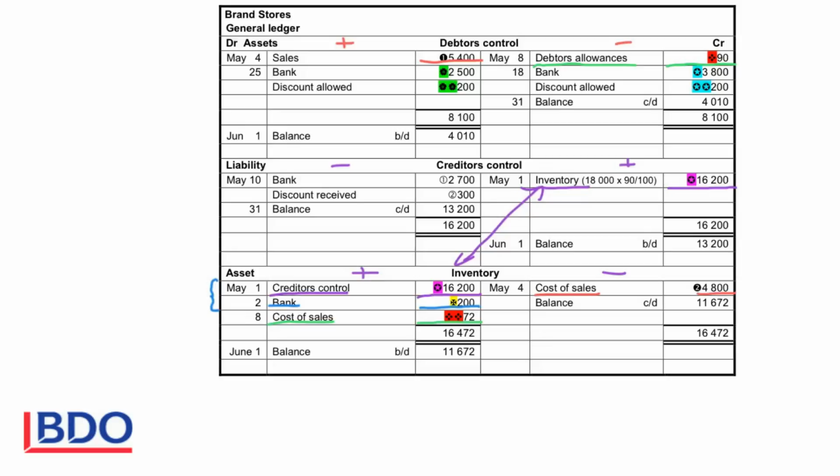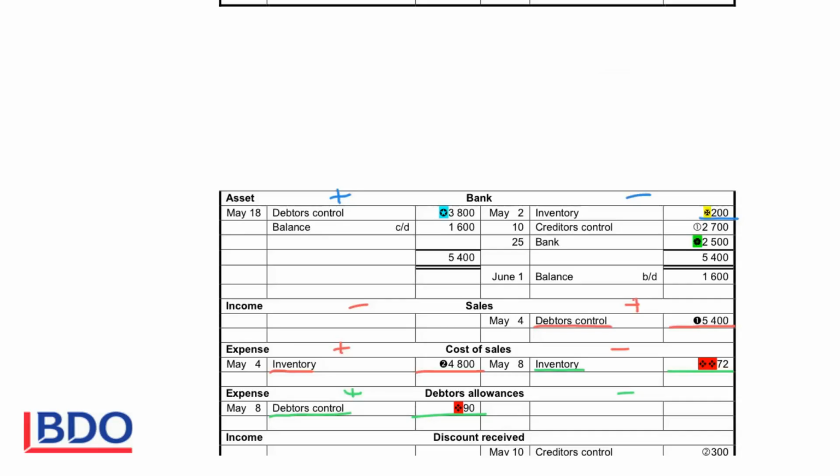The creditors control liability will decrease on the debit side with the 2,700 that we paid, and we will credit the bank account because the money was taken out of the bank, so the money in the bank decreased with 2,700. The account debited was creditors control. On this cheque, discount was received, so we first have to calculate what is the discount received to complete the second double entry.